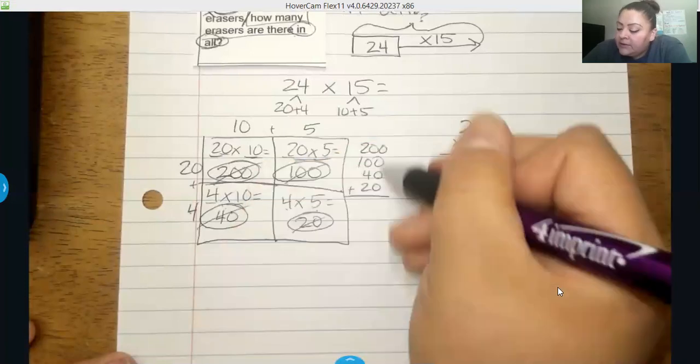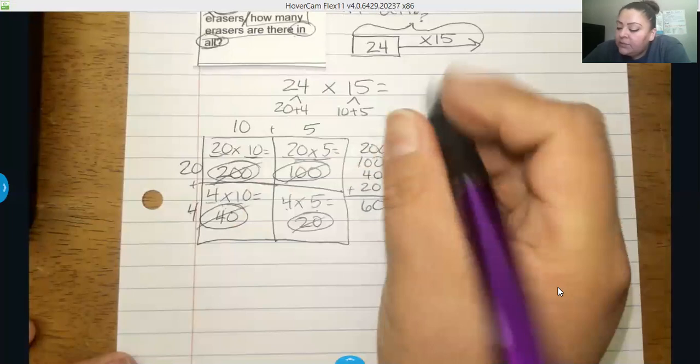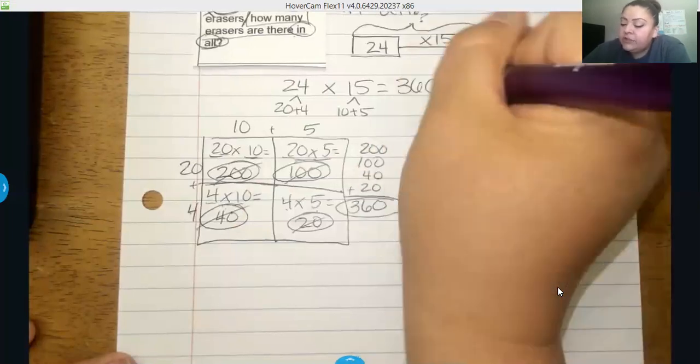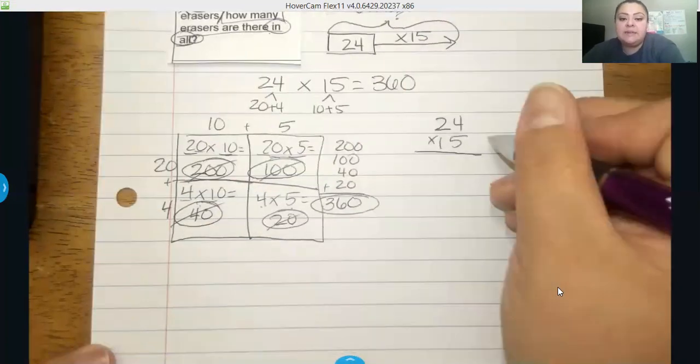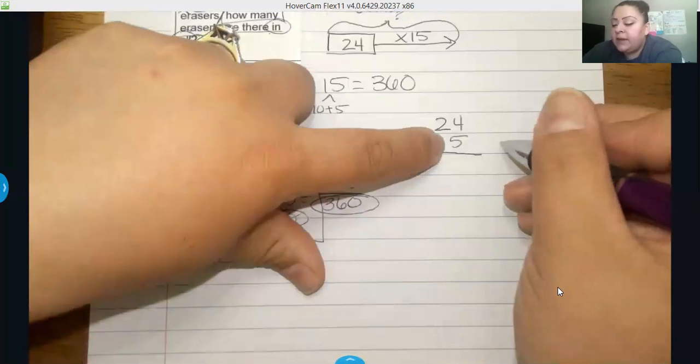All right, so I've got all zeros. I've got 0, 0, 4 plus 2 is 6. 2 plus 1 is 3, 360. Let's check the normal way also and make sure we get the same thing. Cover up that 1. 4 times 5 is 20.